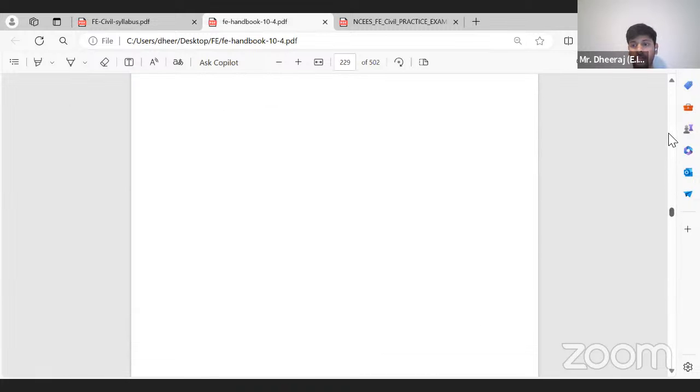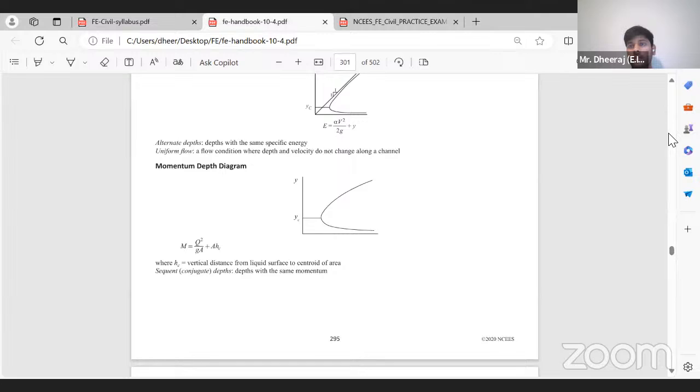So in case there is any problem with the sharing, just let me know, because I'm swapping between these PDFs and sometimes going to Chrome. So if I'm sharing any wrong screen or something, just let me know. Now I'm going to the Handbook.